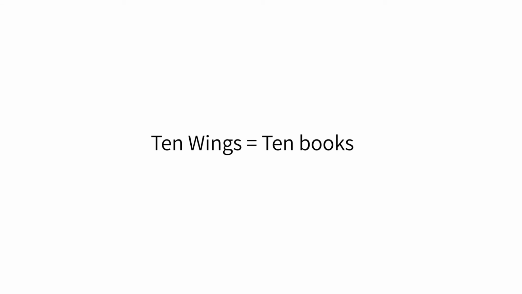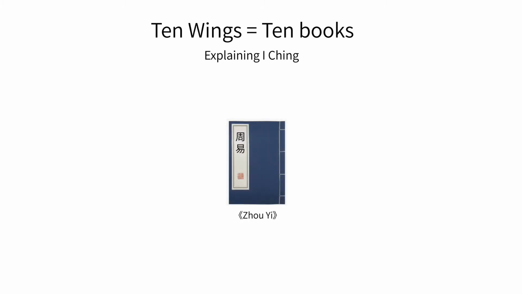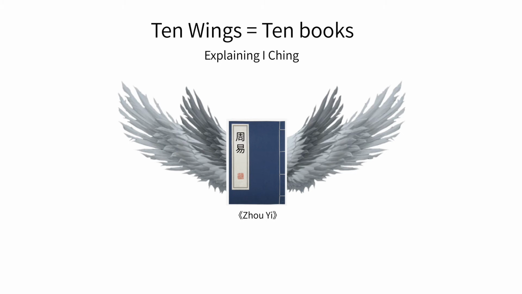Ten wings are ten books. To facilitate people's understanding of I Ching, Confucius or Confucius and his disciples wrote these ten books explaining I Ching. The reason why these ten books are likened to ten wings is that I Ching has been spreading rapidly since these ten books explain it.